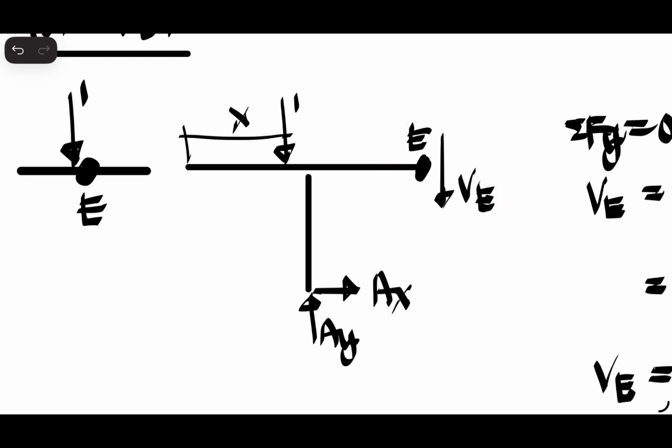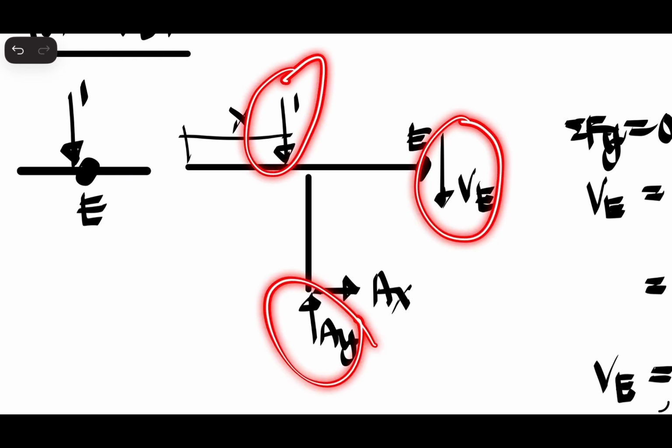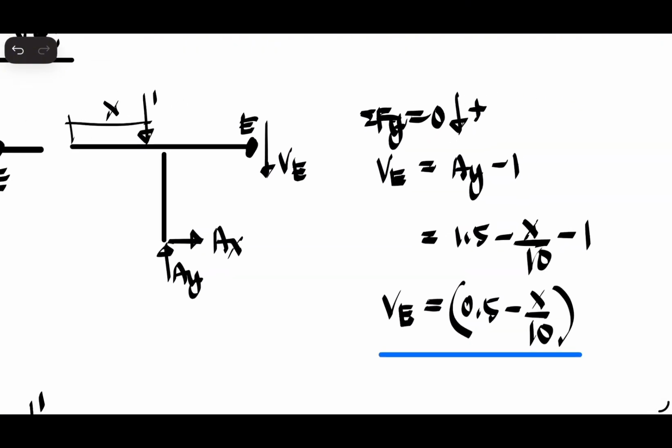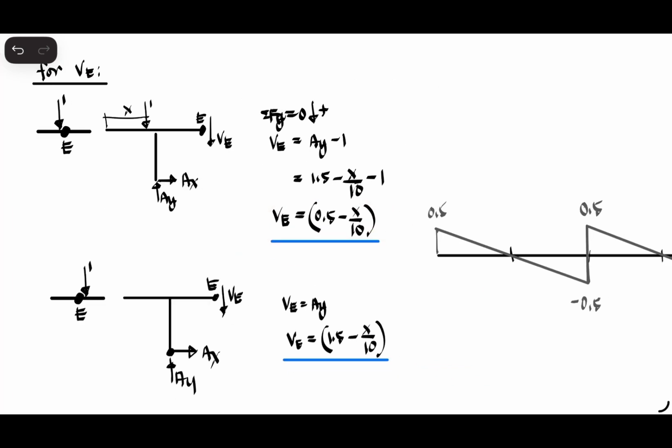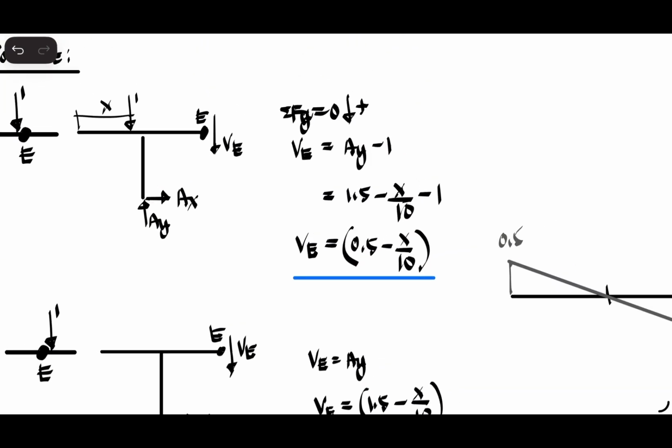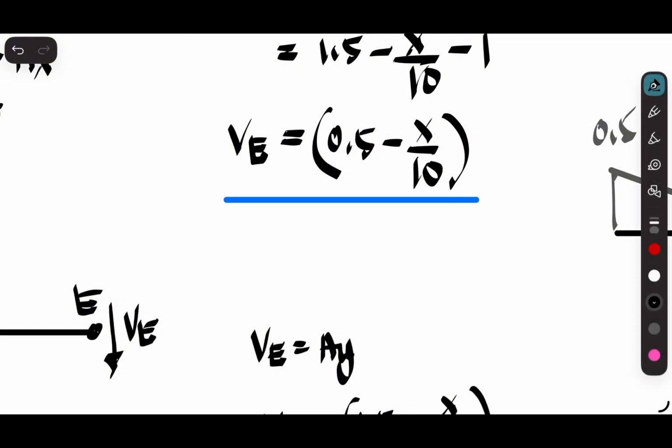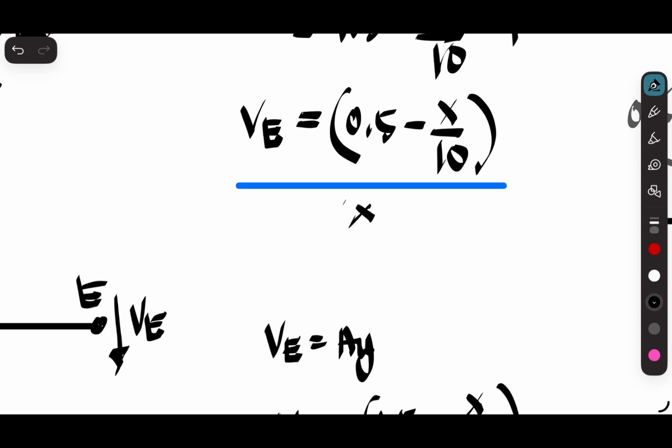So shear when using the left section is downward. To solve for shear, we can use the equation summation of forces vertical. So we have vertical, this, and then this one. So summation of forces vertical, we have shear E is equal to AY minus 1, where AY is 1.5 minus x over 10, minus 1, or 0.5 minus x over 10. So this is the value for shear at point E. This is when x is greater than or equal to 0, less than or equal to 10.